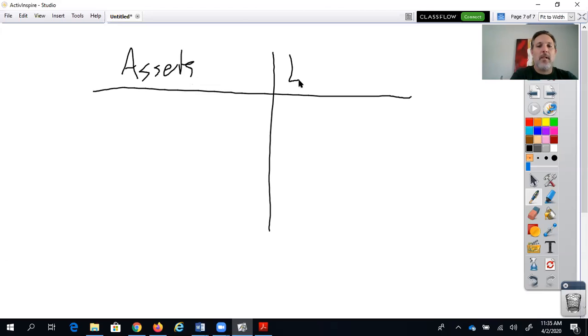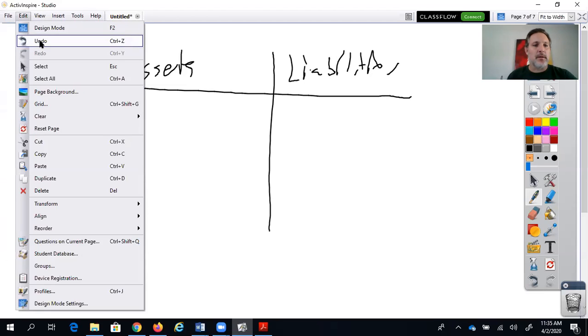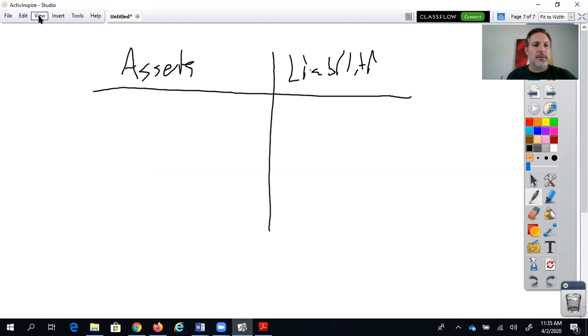assets, sorry, liabilities, this pen obviously. Let me try to undo that so it actually looks presentable. Undo, undo. Control Z, I can do that.